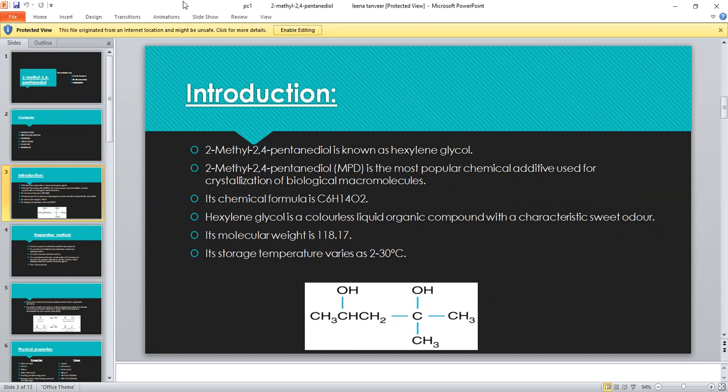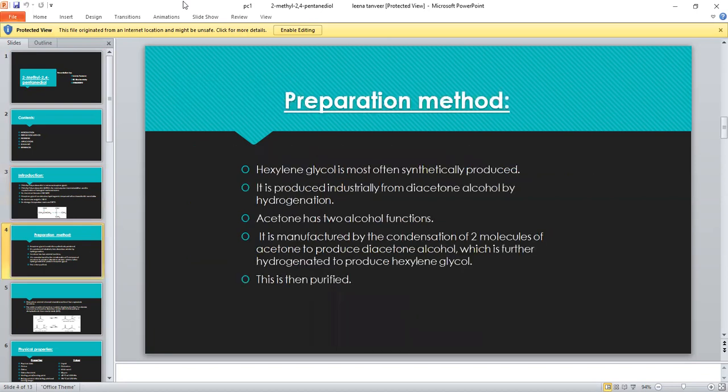Moving toward its structure, it is a carbon chain on which two groups are attached. These groups are the methyl group and the hydroxyl group. There is only one methyl group and two hydroxyl groups. The methyl group is attached to its second carbon and the hydroxyl groups are attached to its second and fourth carbon. A chain is known as a diol when two hydroxyl groups are attached to it. As we are done with the introduction, we have to move toward another topic, that is the preparation method.